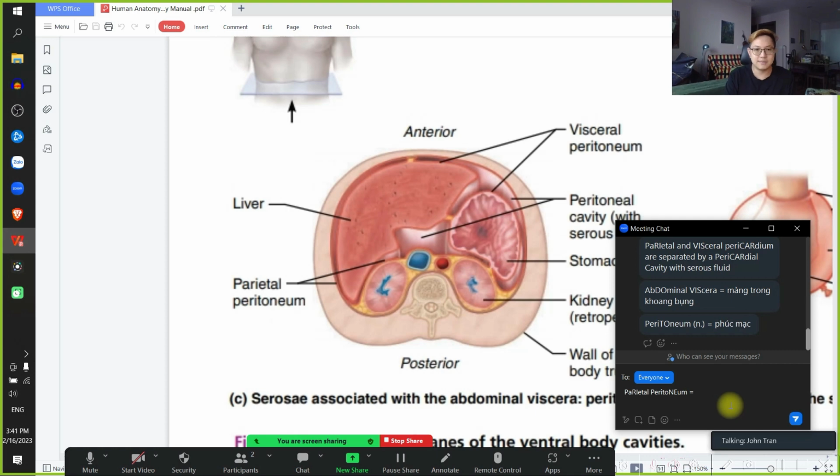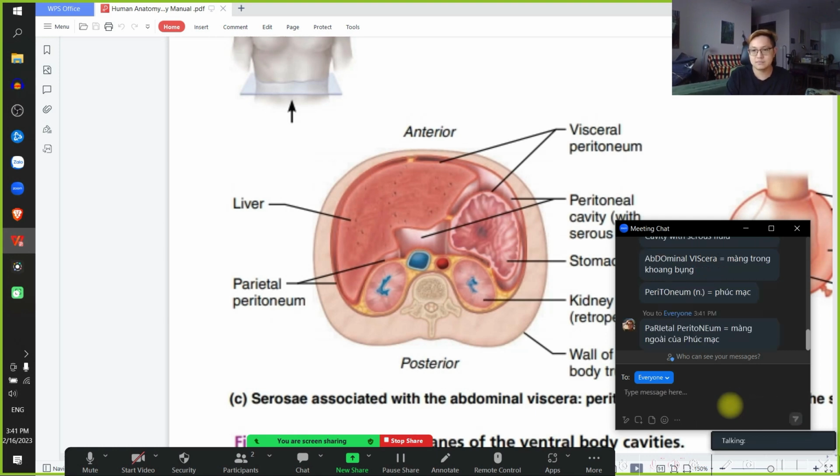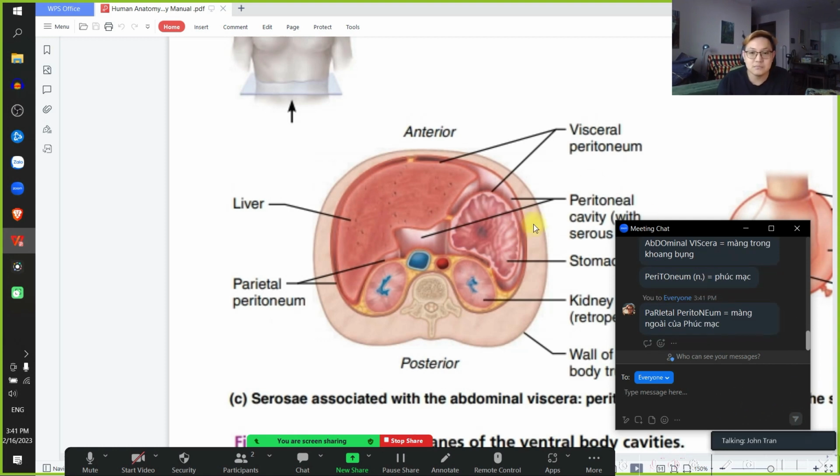Okay, parietal peritoneum is the outer layer of the peritoneum. Màng ngoài của phúc mạc. And of course, the layer that surrounds the organs is called visceral peritoneum. Cái lớp mà nó bao phủ xung quanh những cái cơ quan này thực sự nó chính là visceral peritoneum. Chứ mấy cái cơ quan này thực sự nó không có hề gọi là tách biệt nhau lắm đâu, nó vẫn có lớp màng chung với nhau nha.